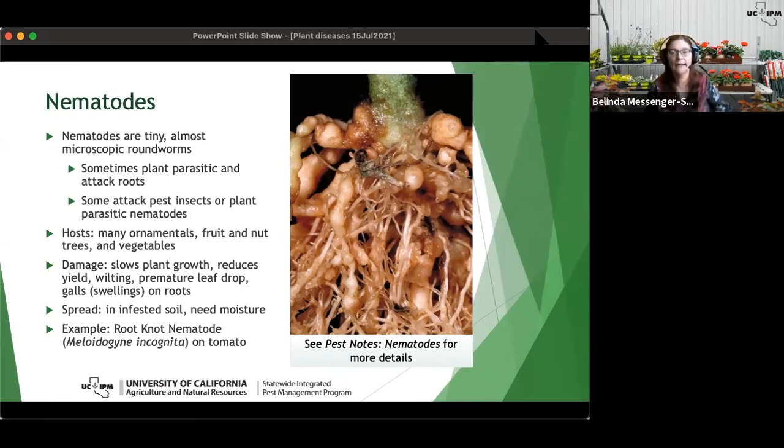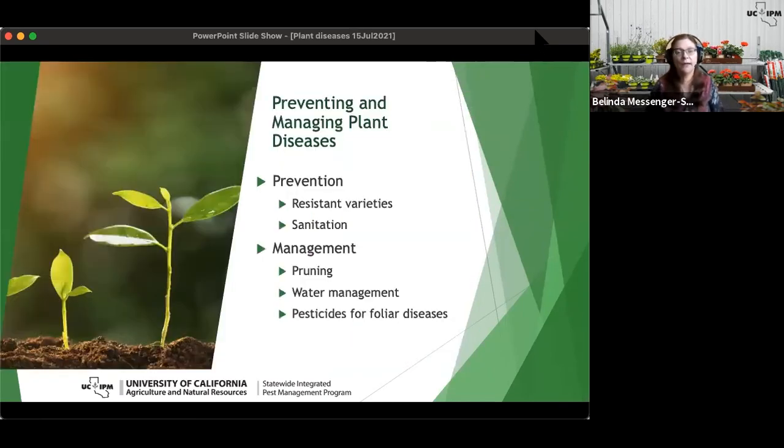varieties. Next. I've quickly covered some of the more common plant diseases. Most of the time, it's best to prevent disease in your garden with resistant varieties and by keeping your garden clear of pathogen inoculum. A few techniques that work well for managing plant disease are pruning, water management, and, in the case of some foliar diseases like peach leaf curl, the use of pesticides.